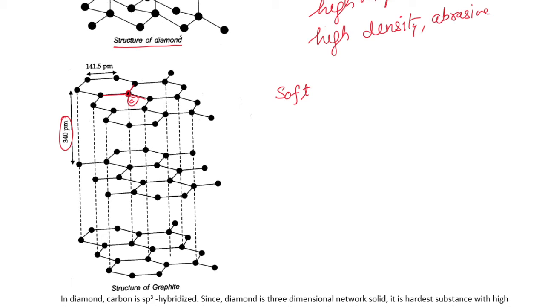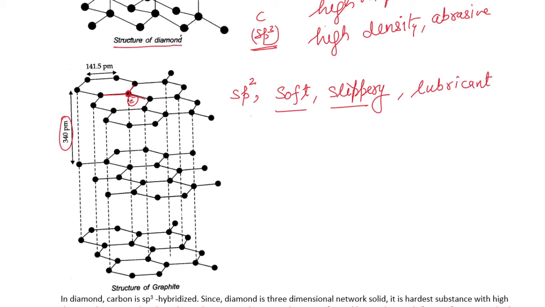Okay, one more thing, in diamond carbon is sp3 hybridized because each carbon forms 4 sigma bonds, but in graphite each carbon is sp2 hybridized. It is soft, it is slippery because one layer can slip over another easily. It is soft and slippery, that's why it can act as a dry lubricant. At the same time, as electrons are free, therefore it is a good conductor of heat and electricity.